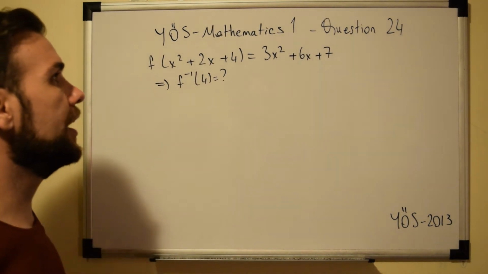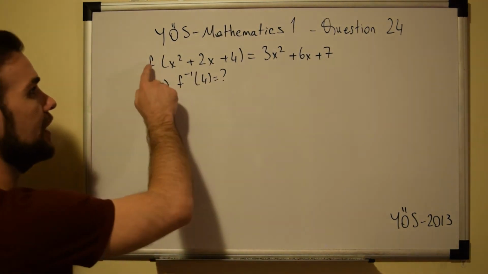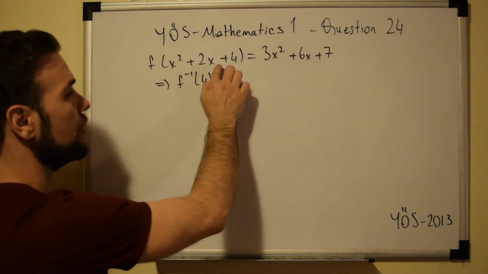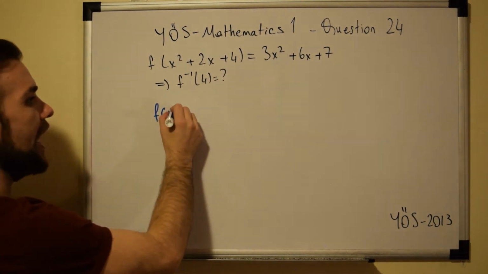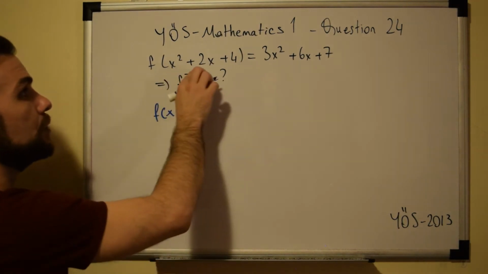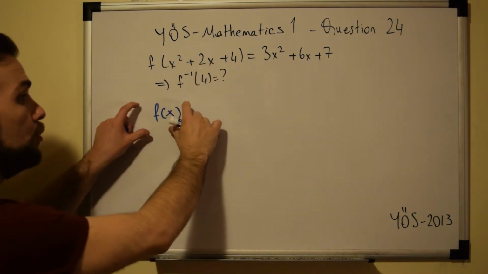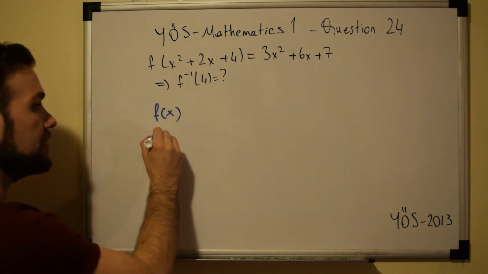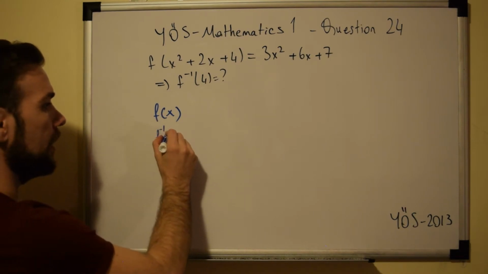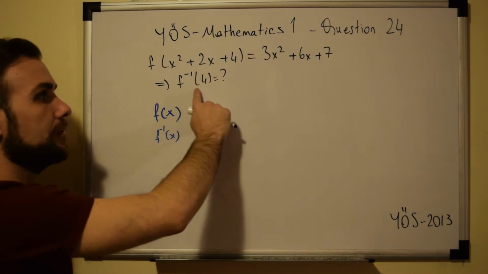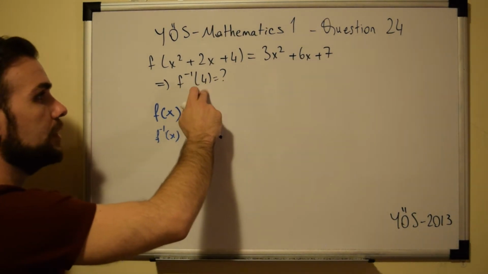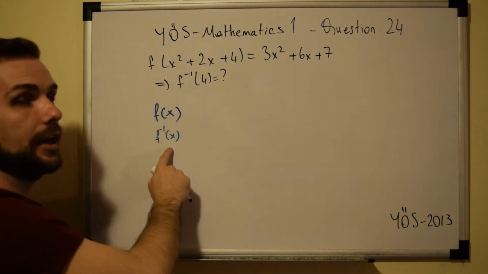In this question we have the function f of (x squared plus 2x plus 4) which is equal to 3x squared plus 6x plus 7. What is the value of the inverse of function f(x), but we will try to find it for 4. So what do we do here? Now we first need to find the function of x only, not x squared plus 2x plus 4. By doing so, we will find the inverse of f(x), and after that we can find the inverse of f(4), and we will do that only by substituting 4 for x.